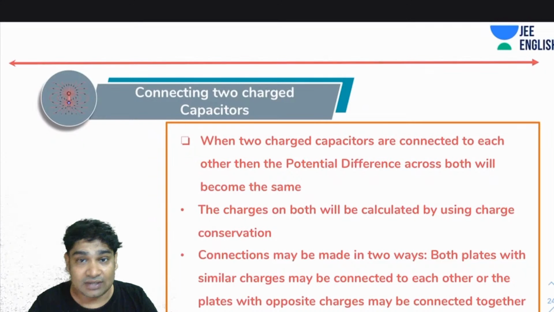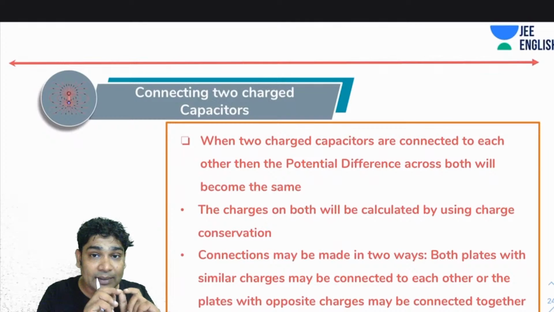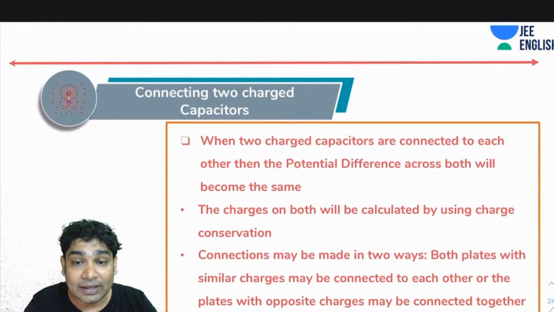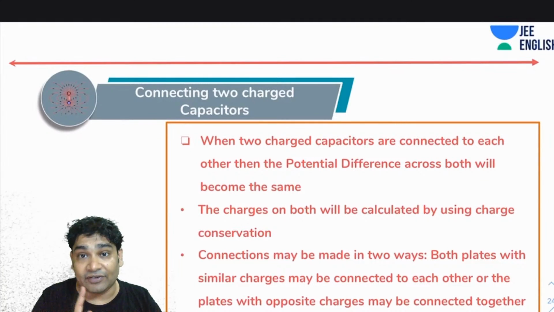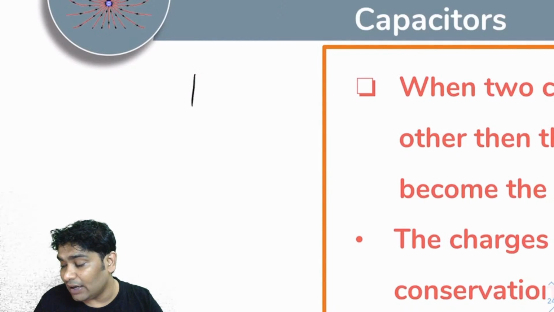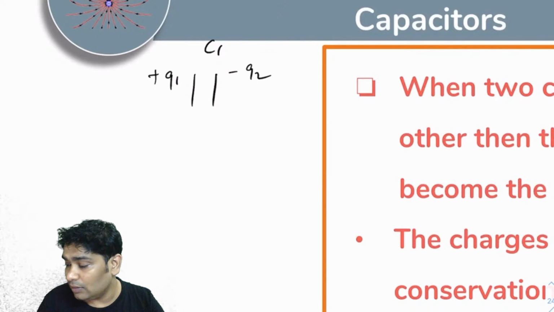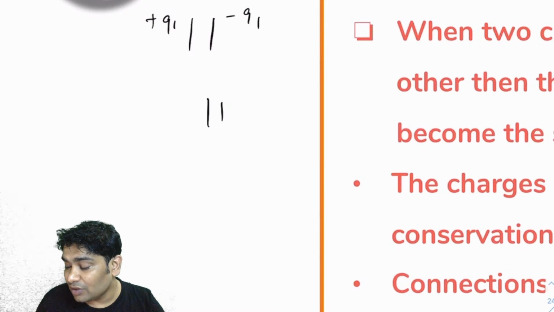Next, connecting two charged capacitors. You have two capacitors which have been charged previously, and now you're bringing them together and connecting them to each other. When two charged capacitors are connected, the potential difference across both of them will become the same. Imagine one capacitor had capacitance C1, with initial charges plus Q1 and minus Q1, and the other had capacitance C2 and charges plus Q2 and minus Q2.